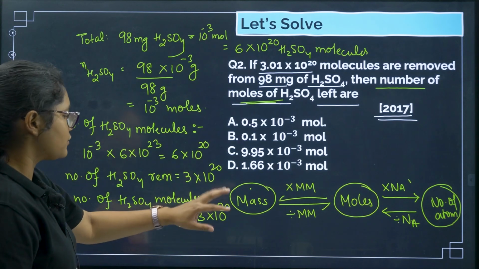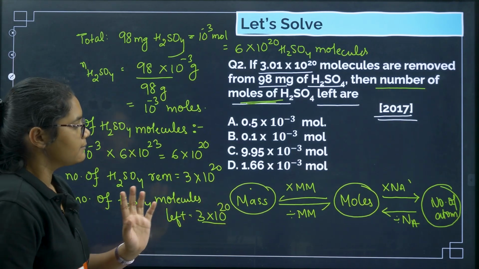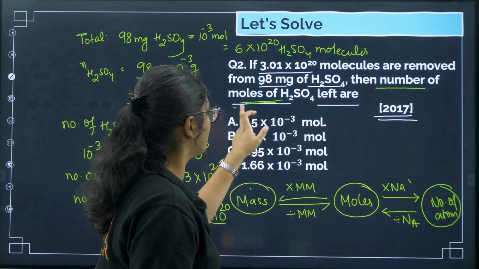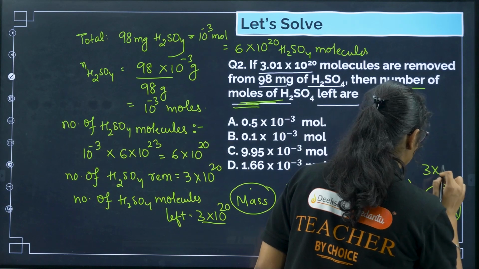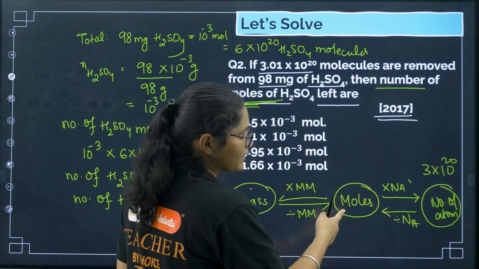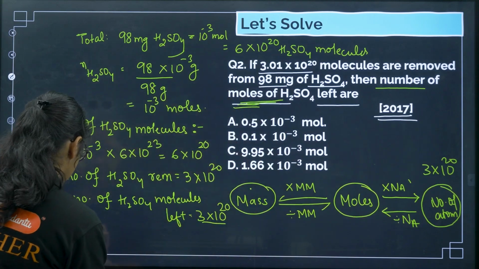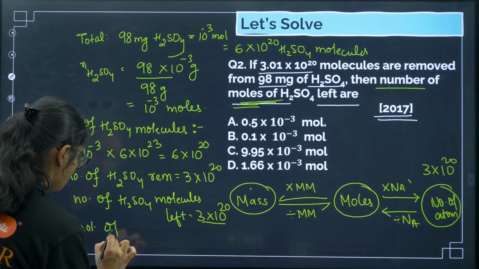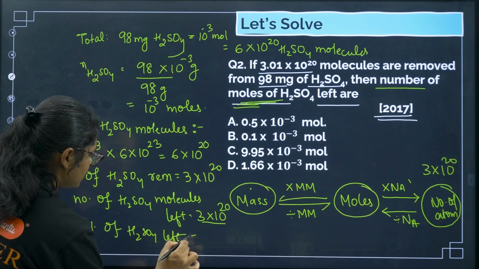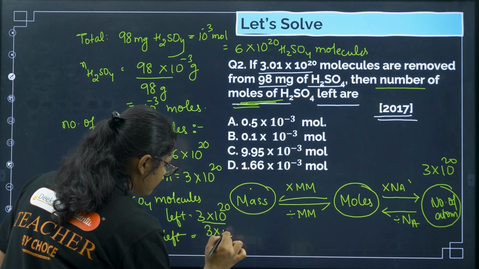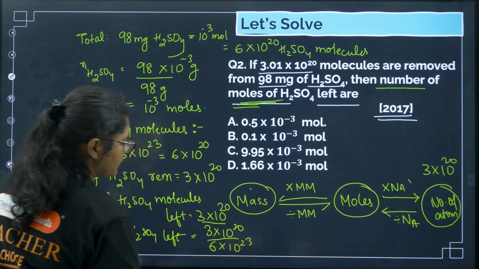Now the number of H2SO4 molecules left is 3 into 10 to the power of 20. But the question is asking to calculate moles of H2SO4 left. We have the number of particles left, 3 into 10 to the power of 20, but we need to calculate the number of moles. That means you need to divide by Avogadro number. So moles of H2SO4 left is equal to 3 into 10 to the power 20 by 6 into 10 to the power of 23.